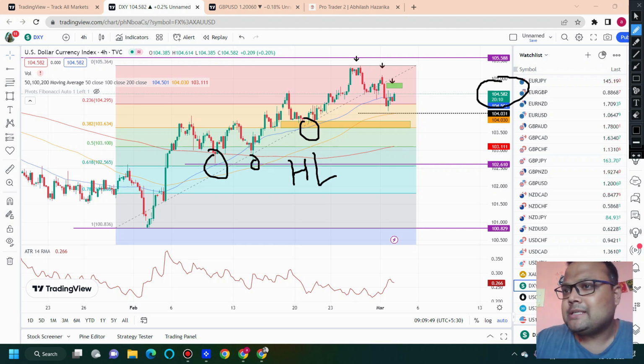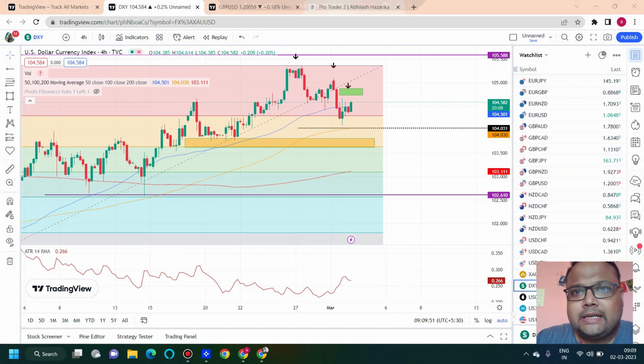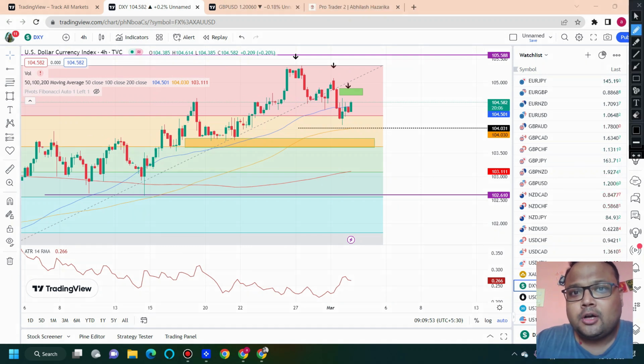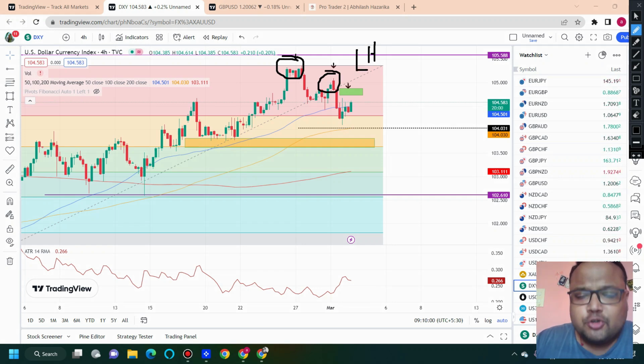But the problem is that DXY last time could not break the previous high. DXY showed a lower high on the chart. Usually in an uptrend market, when we get to see a lower high, it signifies a trend reversal in the market.